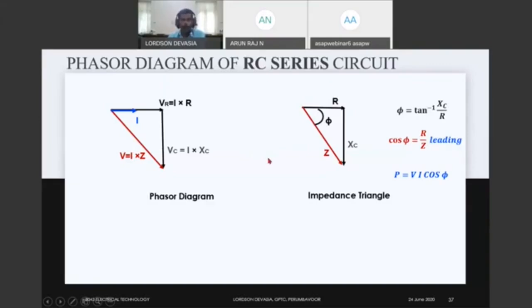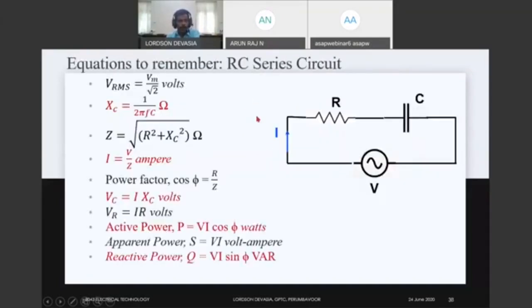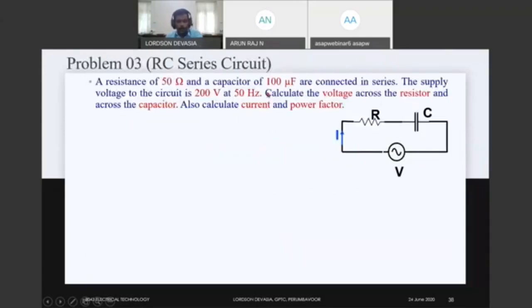If the current is leading, the power factor will be leading, and if the current is lagging the voltage, the power factor is lagging. So these are the equations regarding the RC series circuit. So there is a problem regarding the RC series circuit. A similar problem: a resistance of 50 ohm and a capacitor of 100 microfarad are connected in series. The supply voltage to that circuit is 200 volt at 50 hertz. Calculate the voltage across the resistor and the voltage across the capacitor. Also calculate the current and power factor.